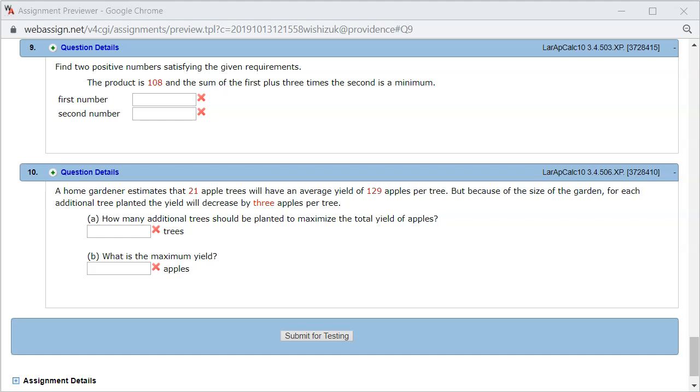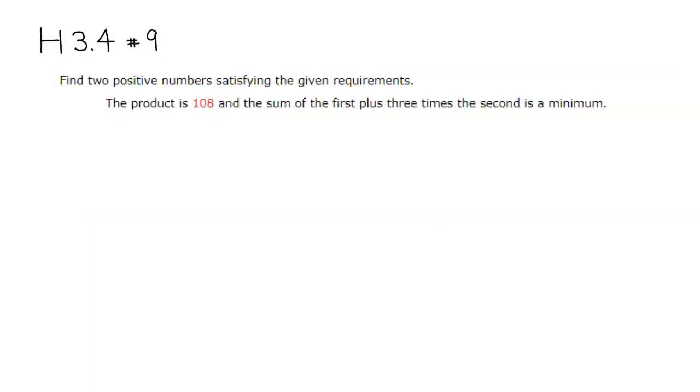All right, let's look at homework 3.4, problem number 9. We want to find two positive numbers whose product is 108, and the sum of the first plus 3 times the second is the smallest possible. All right, so let's do that.